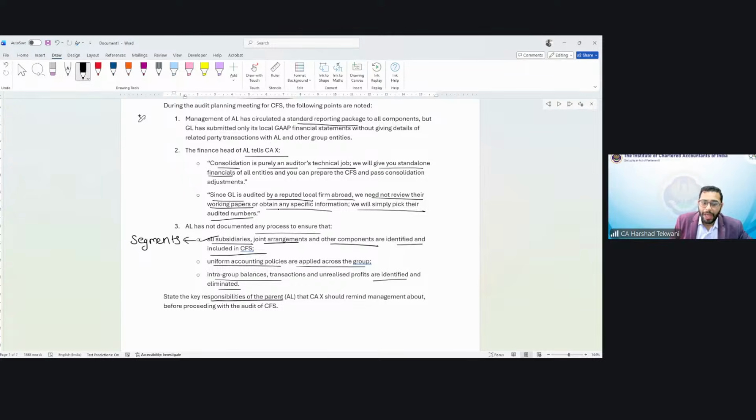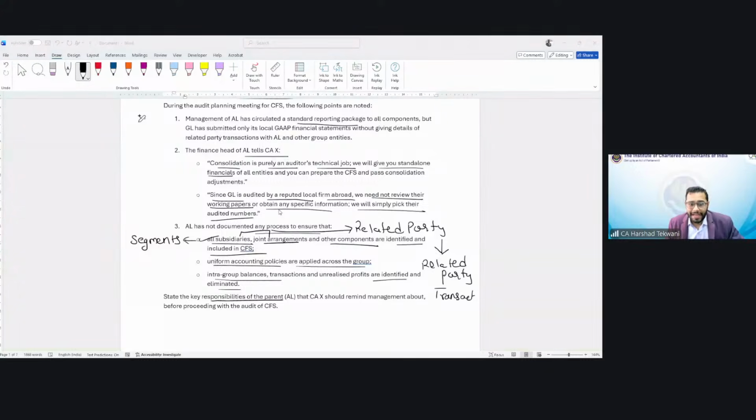Third, identifying all the related party transactions. Because once you have subsidiaries, joint arrangements, and other components coming into the picture, you have a bigger bucket of related parties. The bigger bucket of related parties will give you a bigger bucket of related party transactions. You need to identify that. So, related party transactions.